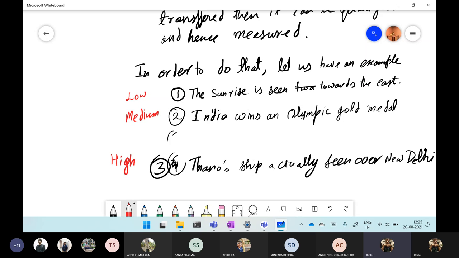So Anish, in any case, would you agree that the information or the perceived information in these would be in this order? There is information in all three, but we are categorizing them based on new shock value. Okay, yeah, then I can agree on this. That's why I said low, medium, high, not no information.